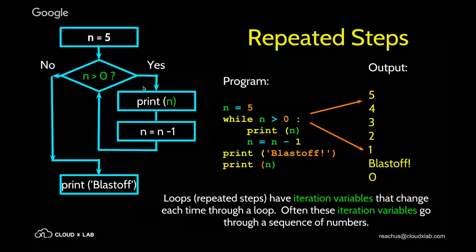Okay, let me show you again. So you start with, let's say, n is 5. It checks whether n is greater than 0 or not. If it is greater than 0, then it prints n and then decreases n by 1, n equals n minus 1, and then goes back to check whether n is still greater than 0, and then comes back to print. Once this condition returns false, it goes down here and prints. All right, so it's a very simple repeated step.